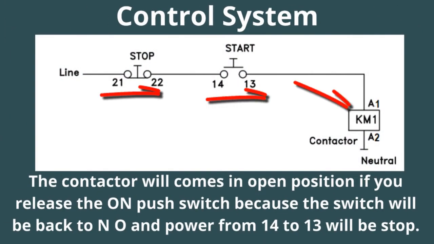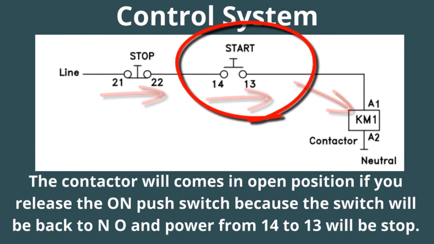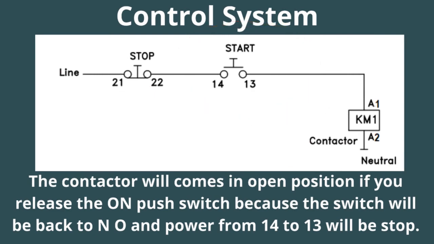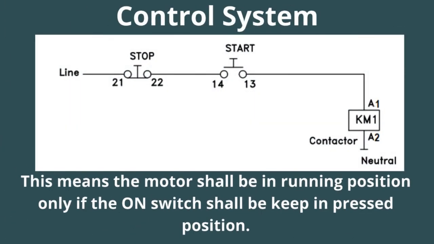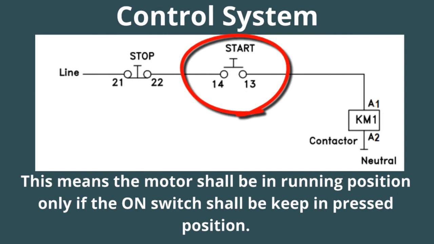The contactor will come to the open position if you release the on push switch, because the switch will go back to NO and thus power between 14 and 13 will be stopped. That means the motor will be in run position only if the on switch is kept in the pressed position.